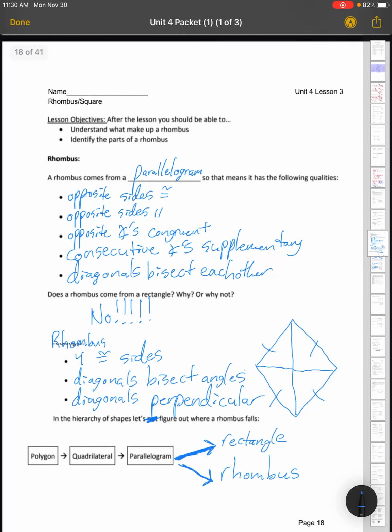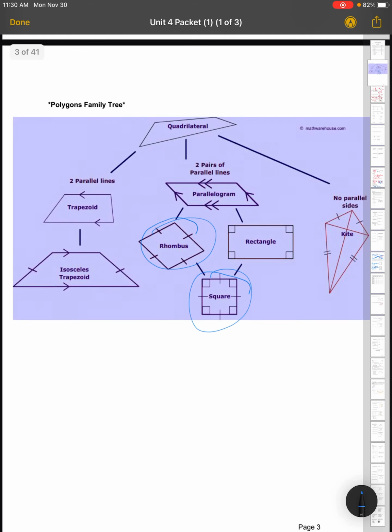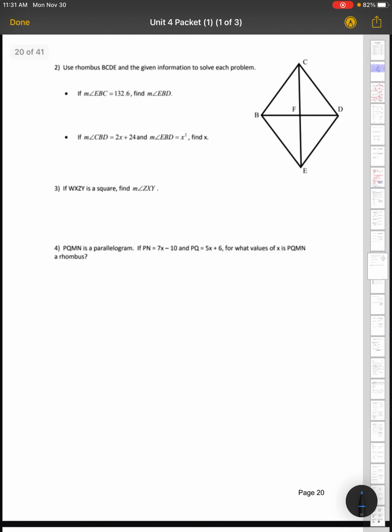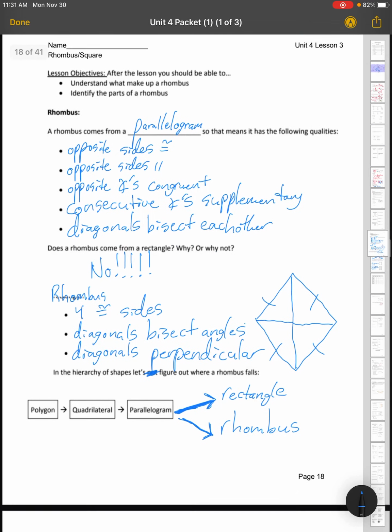So we're now going to be looking at rhombuses and squares. If we look at our flow chart, a rhombus comes from a parallelogram, and a square is a combination between a rectangle and a rhombus. So there are some combined properties that get us to a square, but then we also have to account for the fact that a rhombus comes from a parallelogram. So there are some properties we need to discuss.